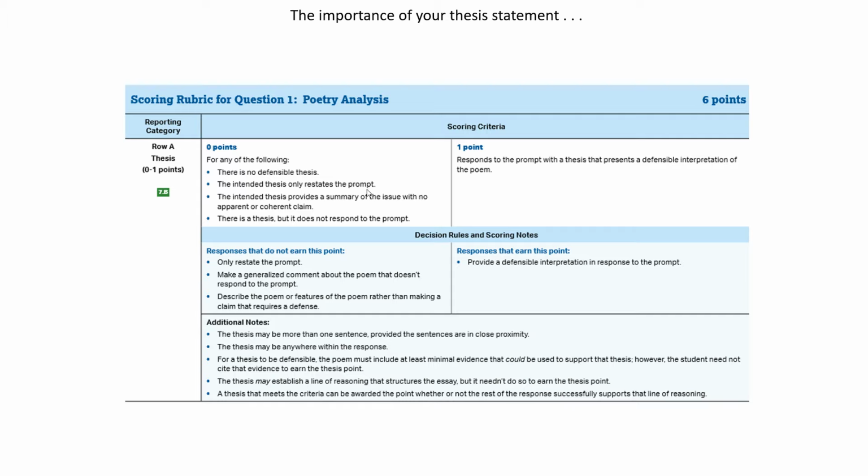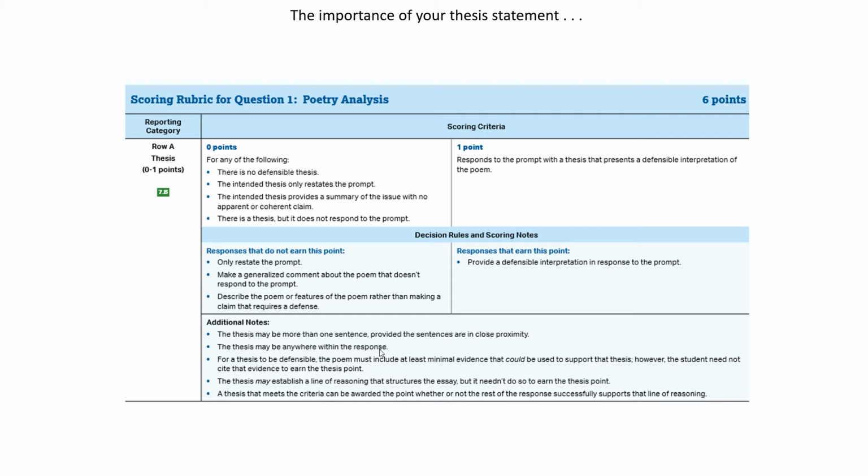One thing else I'd like to point out is that the thesis may be anywhere in the response to get the point. Now, generally, we like to tell people, make sure it's the last sentence in your introduction. I say that because then it's easily identifiable for the grader. It's easy for you when you're organizing your ideas in the body of writing. You'll always have that to go back to, to make sure whatever you're writing in your body ties back to your thesis. But you can have it in your conclusion.